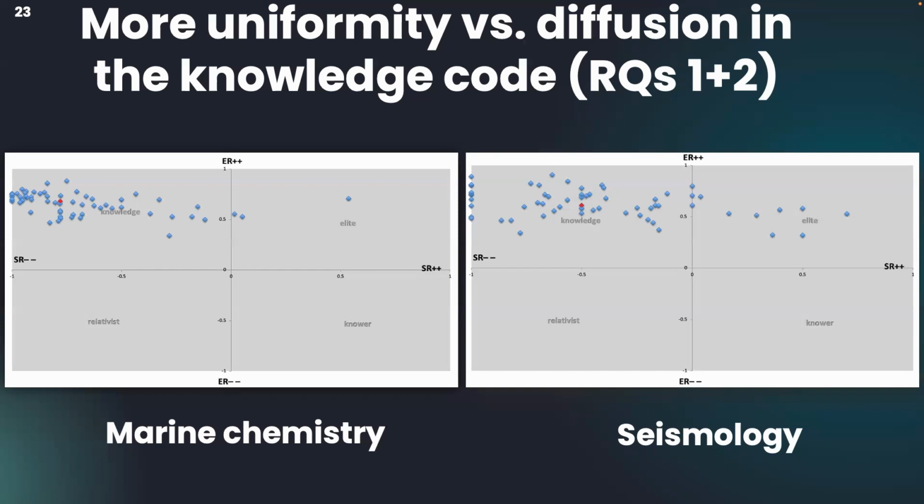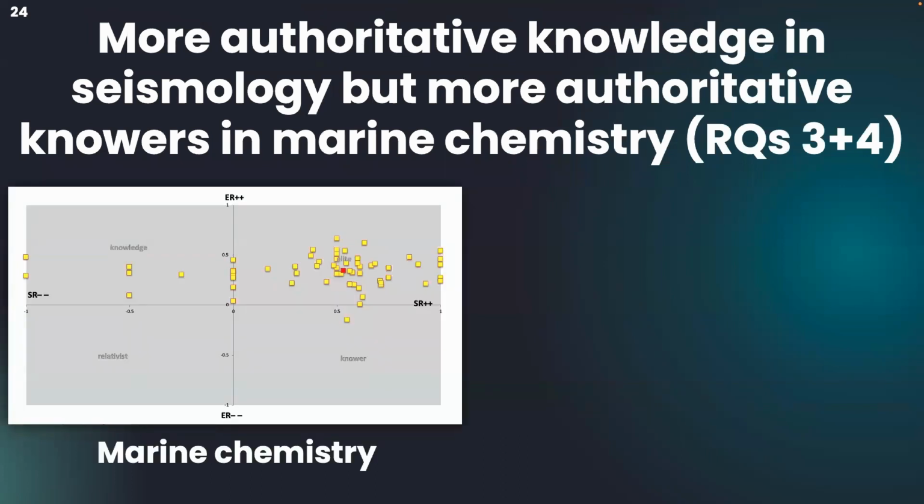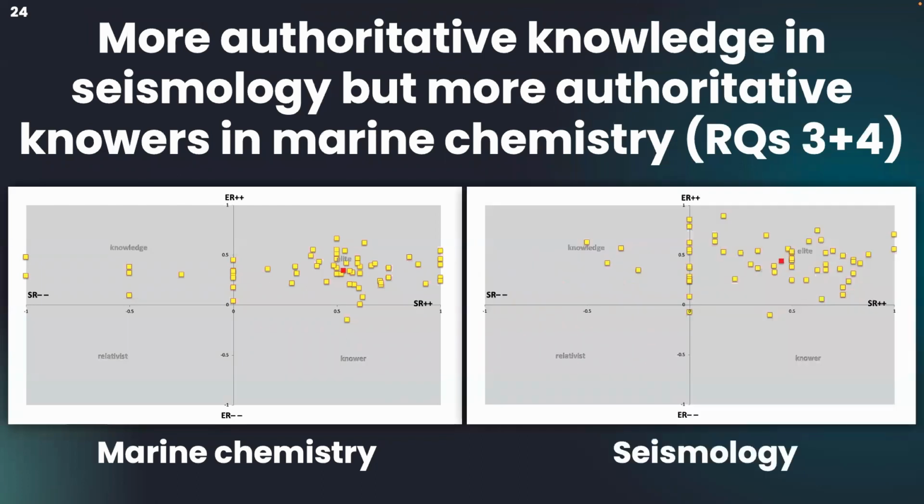If we look at authoritativeness, I will again show you two plots. Here, authoritativeness in marine chemistry reflects mostly the elite code. Virtually all research articles are positioned on the ER axis between slightly above 0, so it's neutral, to 0.5, medium certainty. In seismology, again, the scatter along the ER axis is noticeable, with more articles positioned higher, more than ER plus 0.5, reflecting that seismology texts contain clauses of a high degree of certainty. Again, less concentration and more flexibility is evident in seismology.